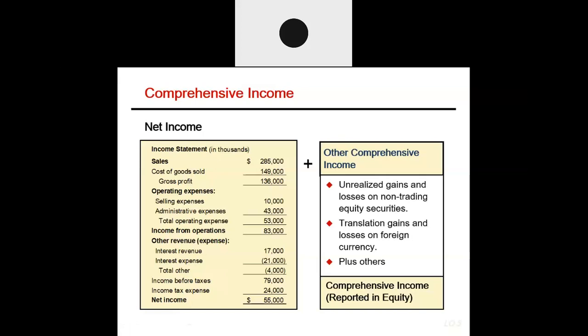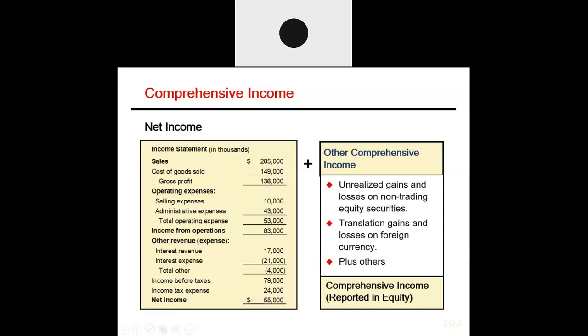Let's say if you buy inventories from other countries, let's say you buy from Indonesia, and then you use a different currency, like Indonesia they use rupiah, so there will be gain or losses from the translation of the foreign currency. So the gain and losses from the foreign currency translation will be part of the other comprehensive income, or OCI. And also plus others such as revaluation surplus. So remember, revaluation surplus you have to report under OCI, other comprehensive income.